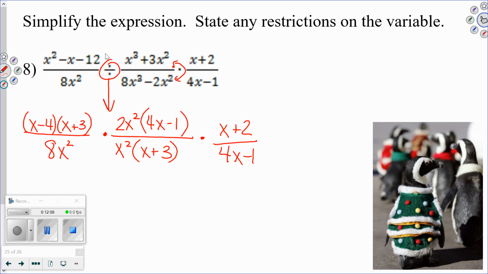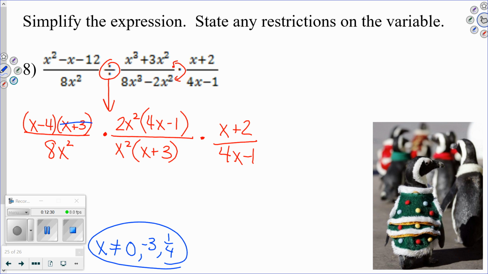So that's steps 1, 2, and 3, all at the same time. All right, then we have to do our restrictions. X cannot equal, what does this one give me? 0. There's 0 again. Negative 3, and good. So there's your restrictions. And then any top, any bottom.